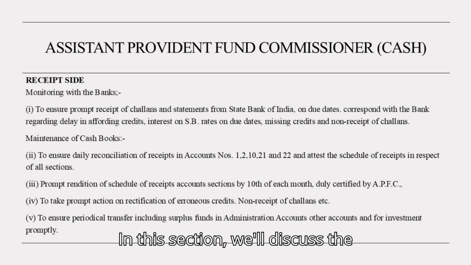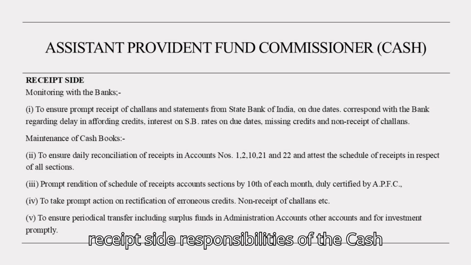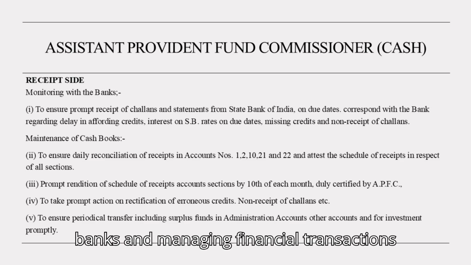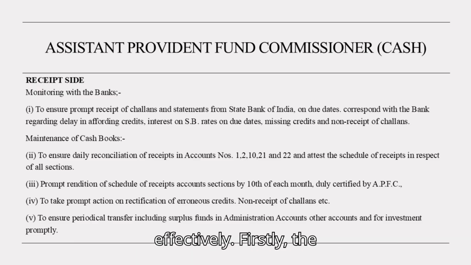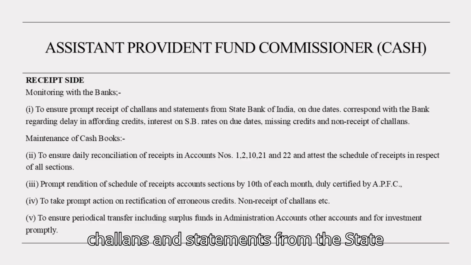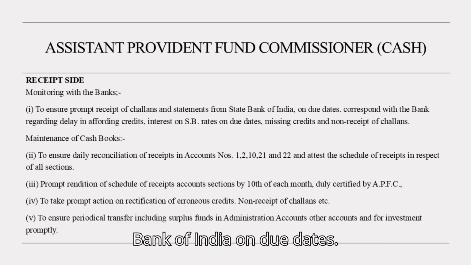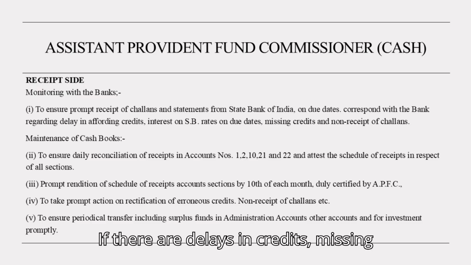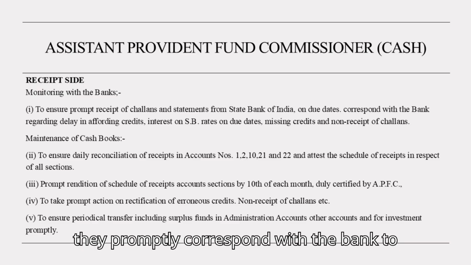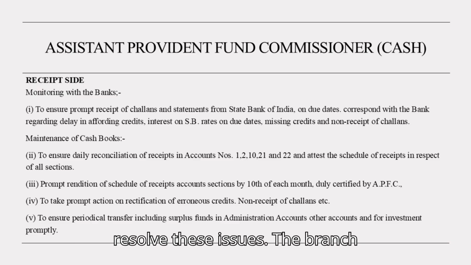In this section, we'll discuss the receipt side responsibilities of the cash branch, focusing on monitoring with the banks and managing financial transactions effectively. Firstly, the branch ensures the prompt receipt of challans and statements from the State Bank of India on due dates. If there are delays in credits, missing challans, or incorrect interest rates, they promptly correspond with the bank to resolve these issues.